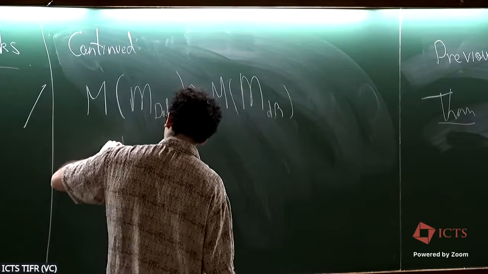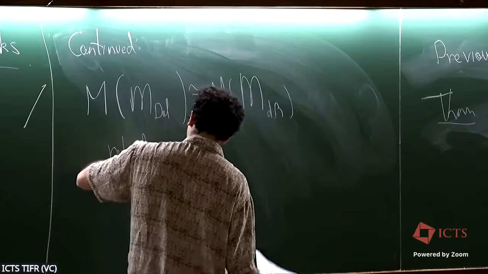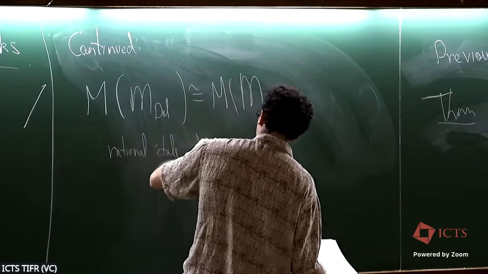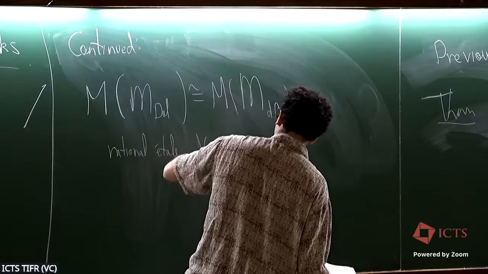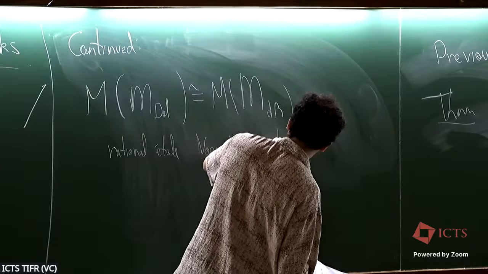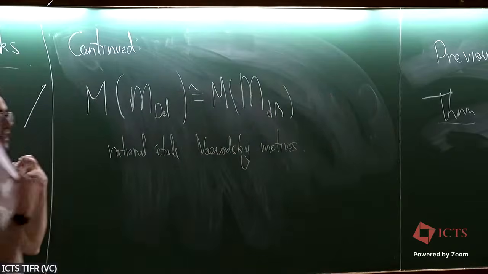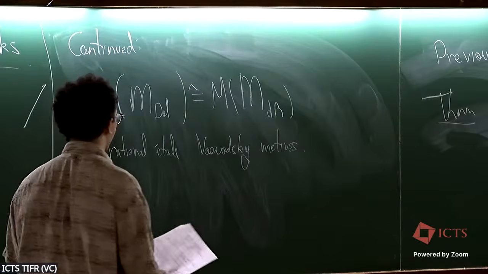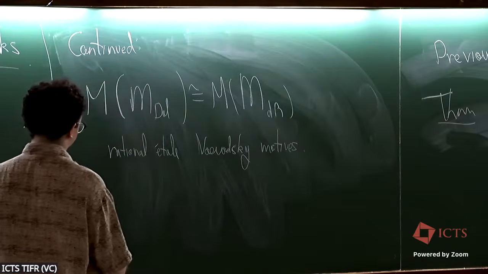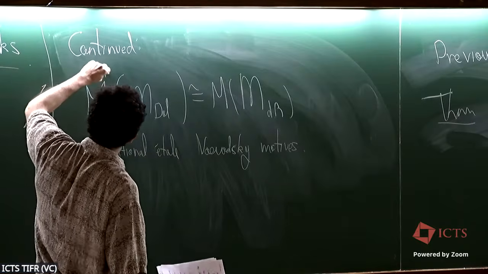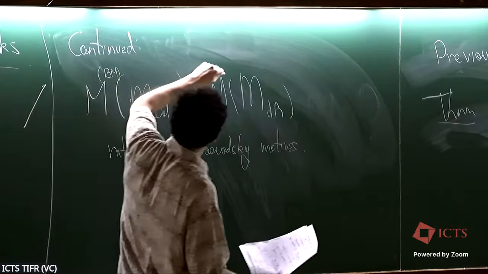rational Voevodsky motives. Okay, so think about it as just like the most general possible cohomology theory. So for that, these are isomorphic. There's also like a Borel-Moore version of these motives.